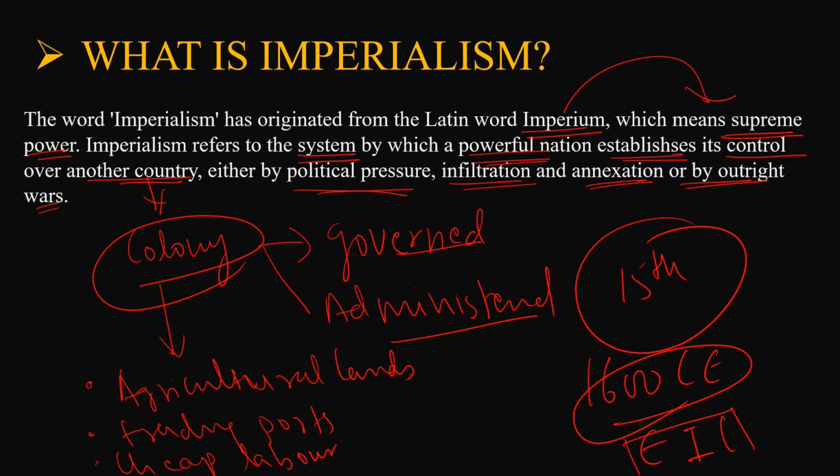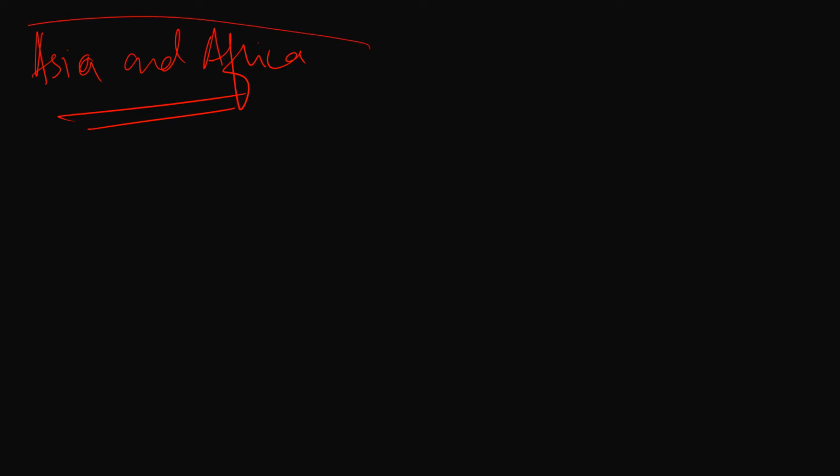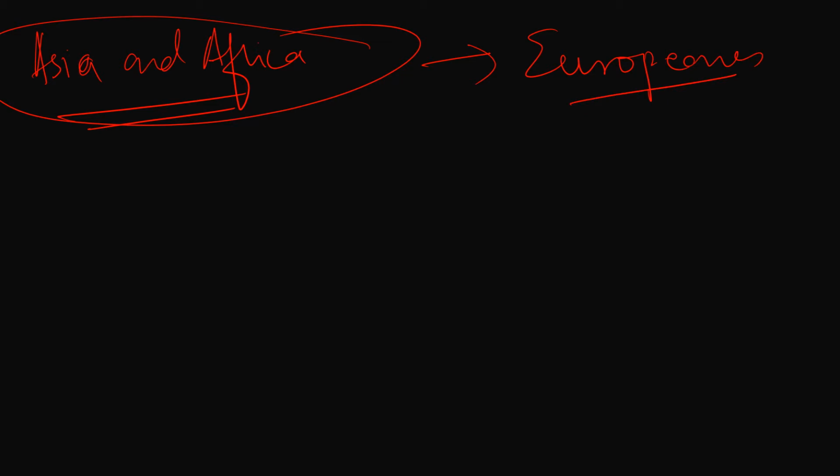So this is imperialism. And particularly, which countries were taken into colonies? It was basically from Asia and Africa. These were the two continents where the imperialist states made their colonies, right? So it was basically the Europeans who engulfed these two continents, right?